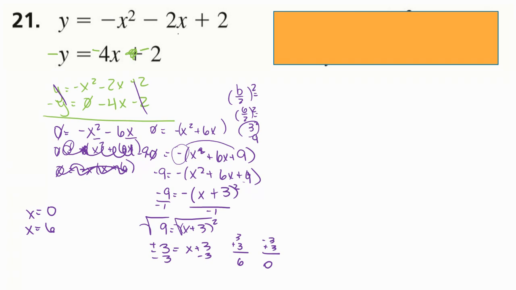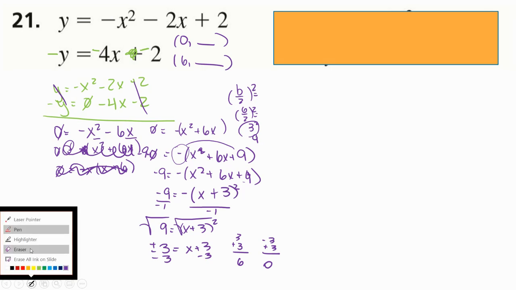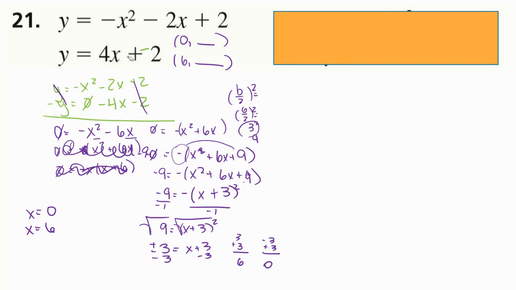Now I have to take these and plug them in. So right now I know my answer is 0 something and 6 something. So if I plug in back at the top here, and again, you can do either one. I like doing the shorter one because it's a little bit easier. I'm going to plug it into this one here. So if I plug in 0, I have 4 times 0, which is 0, plus 2, which is 2. And if I plug in 6, I have 4 times 6, which is 24, plus 2, which is 26.